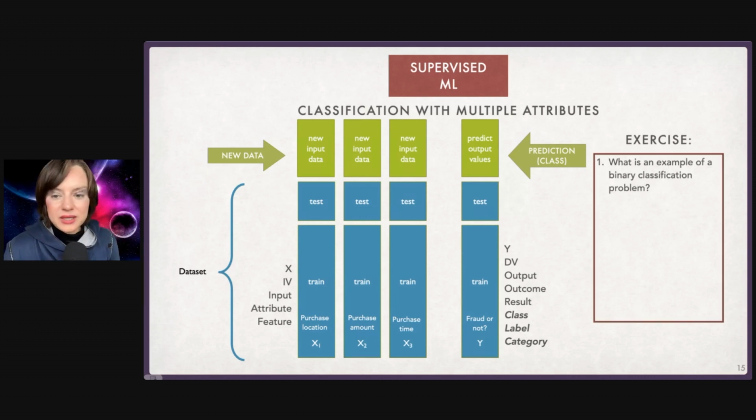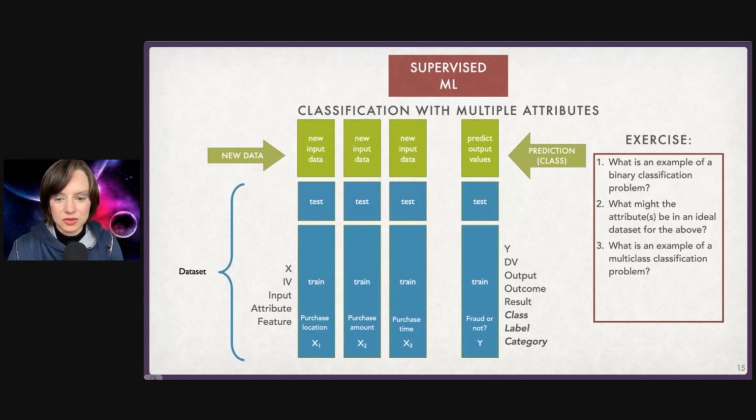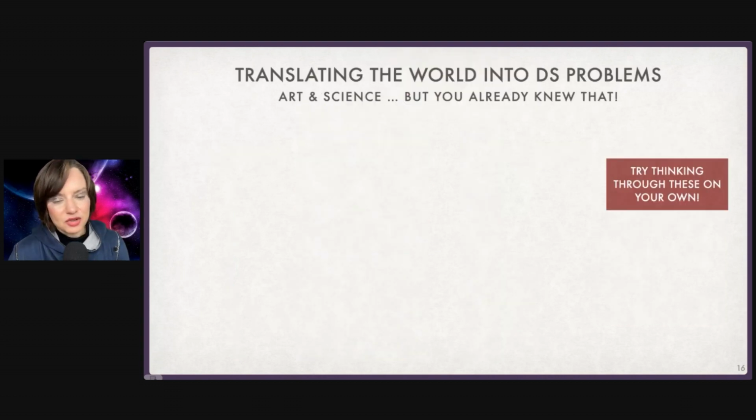So another exercise: what's an example of a binary classification problem? The fraudulent or not, infected or not, what's an example? What might the attributes be in an ideal data set for the case you just thought of? What's an example of a multi-class classification problem? And what are the ideal attributes in a study for you? Again, imagining what you might do is a really good way to build intuition. So translating the world into data science problems is an art and a science, but you already knew that because I can't stop talking about things being an art and a science.